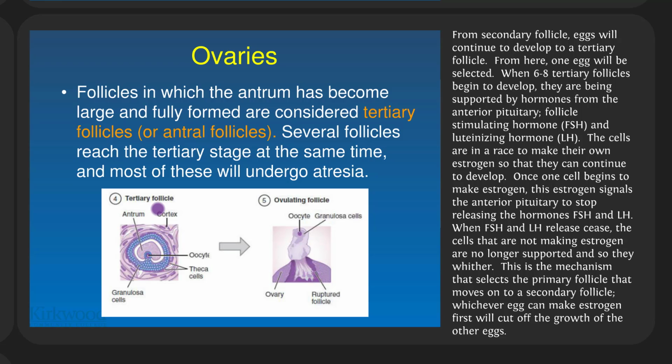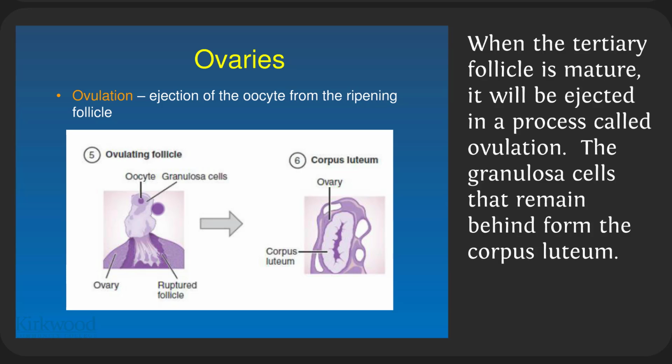Once one cell begins to make estrogen, this estrogen signals back to the anterior pituitary to stop releasing the hormones FSH and LH. When the release of FSH and LH ceases, the cells that are not making estrogen are no longer supported, and so they wither. This is the mechanism that selects a primary follicle that moves on to a secondary follicle. So whichever egg can make estrogen first will cut off the growth of the other eggs. So the first egg to get to development first basically cuts off the ability of the other eggs to keep on maturing.